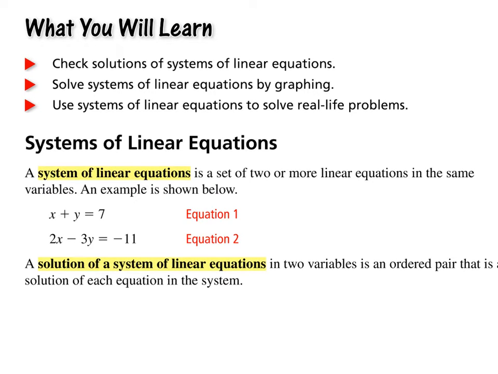So, what are you going to learn today? You're going to learn how to check solutions, that's easy, solving systems by graphing, and using them in real-life problems. So, write this down. A system of linear equations is a set of 2 or more linear equations in the same variables. So in example 1, example 2, these are two equations with the same variables. So this is a system of linear equations. The solution of a system of linear equations in two variables is an ordered pair. So the answer to this system would be an ordered pair that would satisfy both equations.